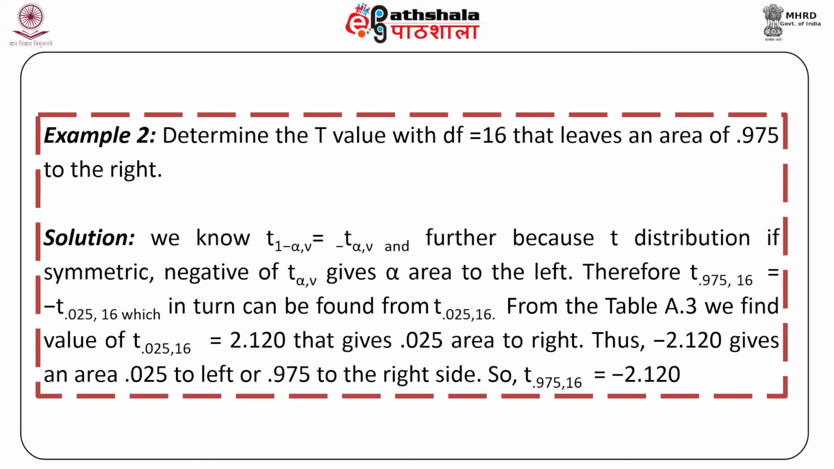which in turn can be found from the t 0.025 for 16 degrees of freedom. From table A.3, we find that the value of this t is equal to 2.120. That gives us 0.025 area to the right. Thus, minus 2.120 gives an area of 0.025 to the left, or 0.975 to the right side. So we can conclude that the t value corresponding to 0.975 and 16 degrees of freedom is equal to minus 2.120.